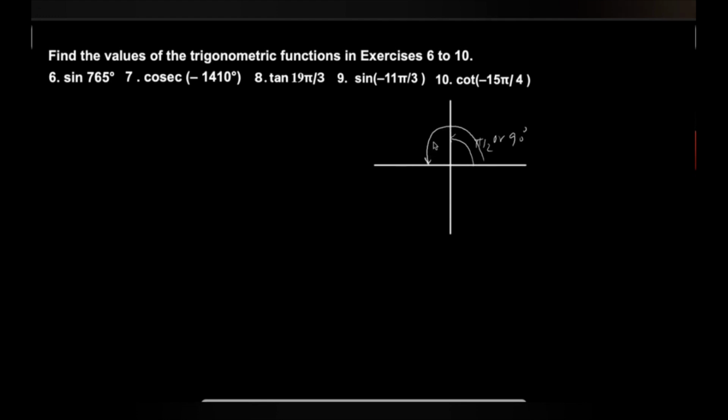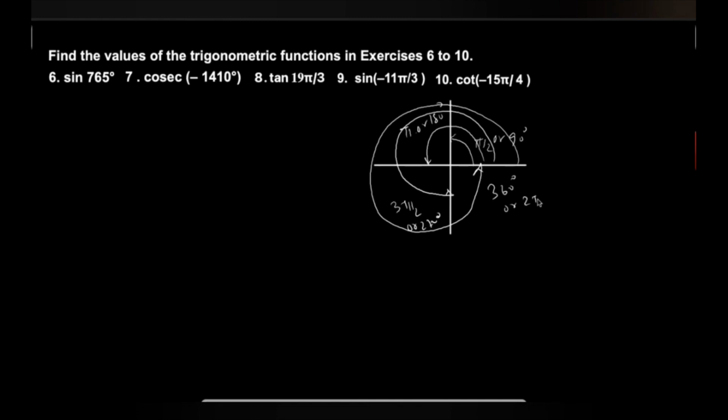When we go from here to here, our value would be pi or 180 degrees. When we go from here to here, the value will be 3 pi by 2 or 270 degrees, and finally from here to here it will be 360 degrees or 2 pi. Similarly, you can go in the other direction as well and try to get the values.